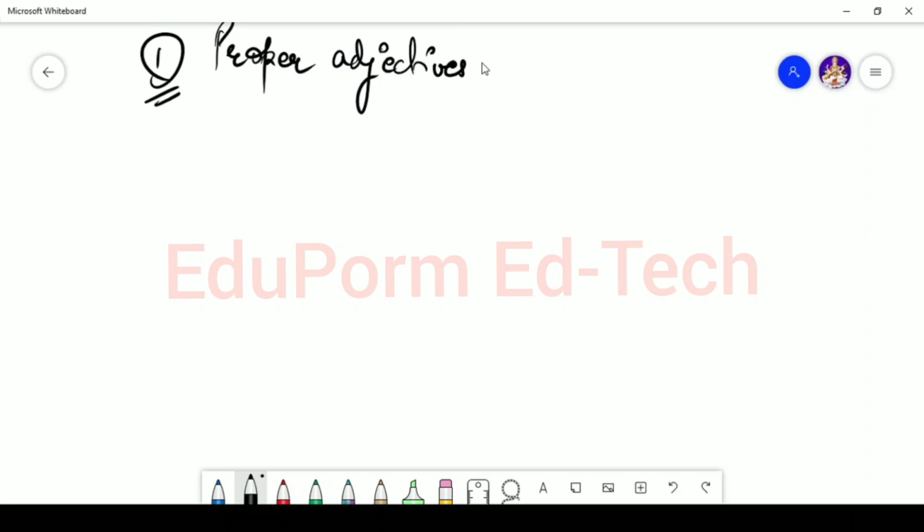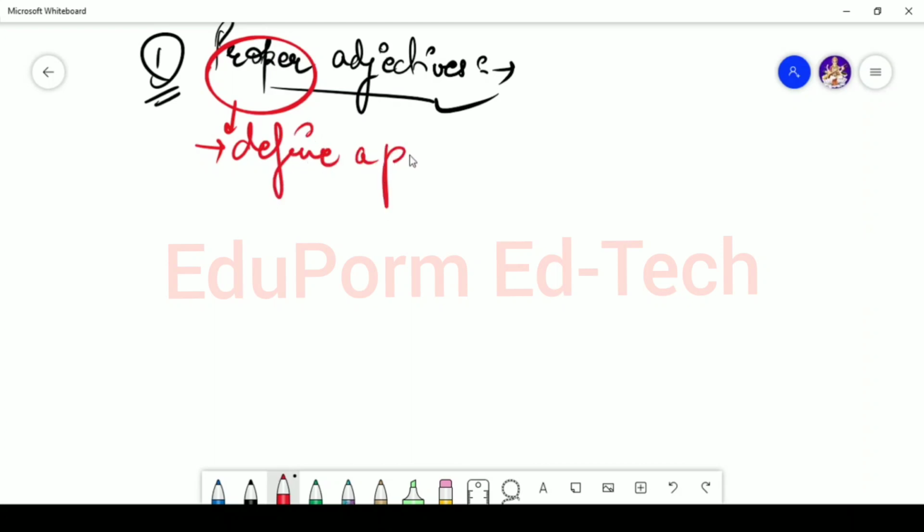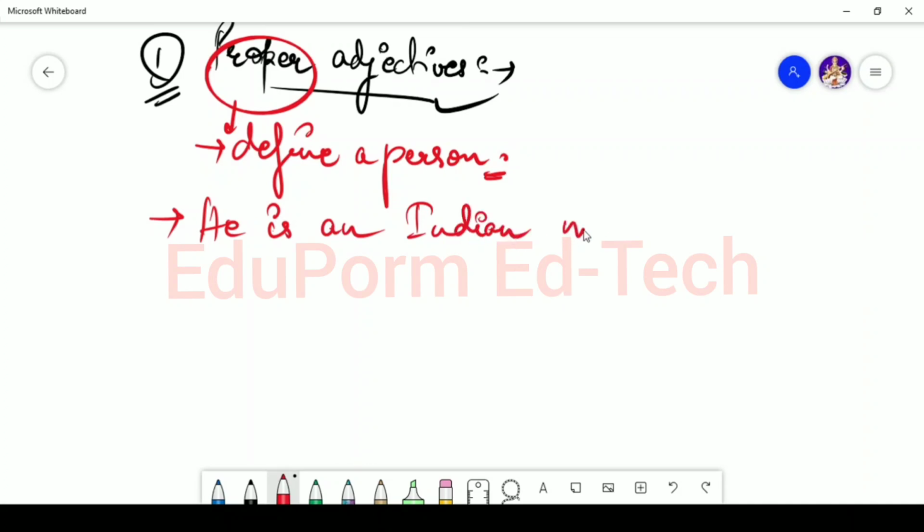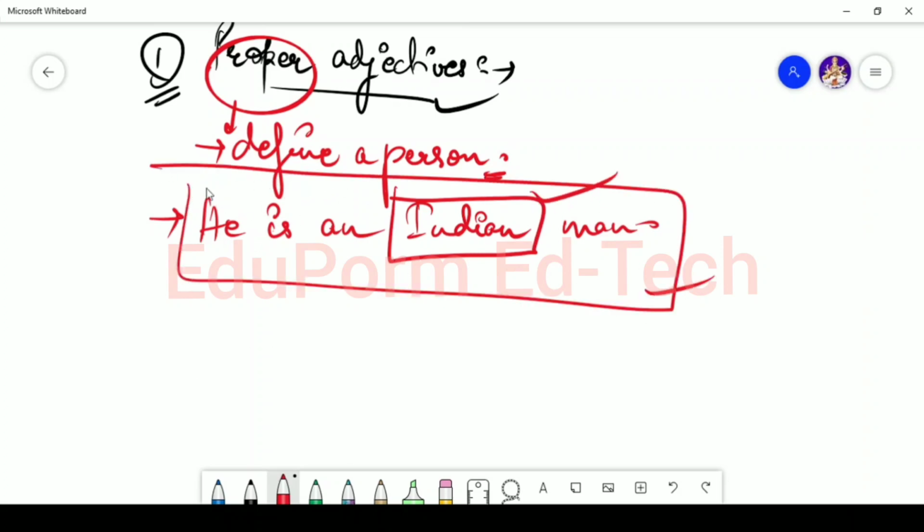Now what do you mean by proper adjective? Proper adjective is an adjective which is used to define a person. Let's say for example, if I say that he is an Indian man, what I just did here was I defined a person. So proper adjectives are basically used to define a person.